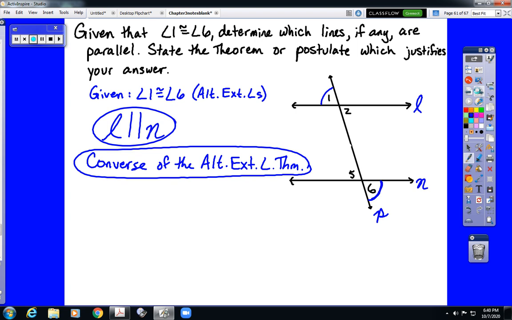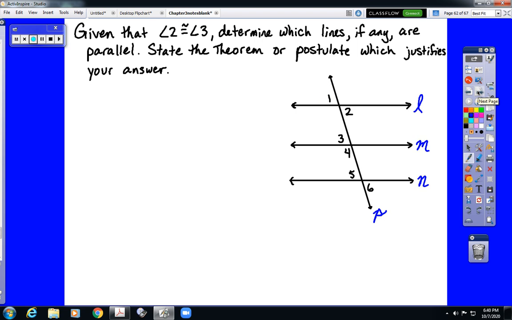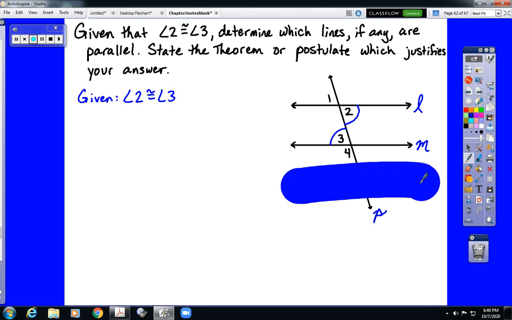Let's do another one. Okay, so now same picture. You'll notice line M is back because we might be using it now. Now we are given that angle 2 is congruent to angle 3. So again, we're going to go in and mark angles 2 and 3, which means that we are not using line N. Basically, take your hand and cover up line N because we're not using it. Okay? Then we look at what we've got. Well, angles 2 and 3 we should recognize as being alternate interior angles.